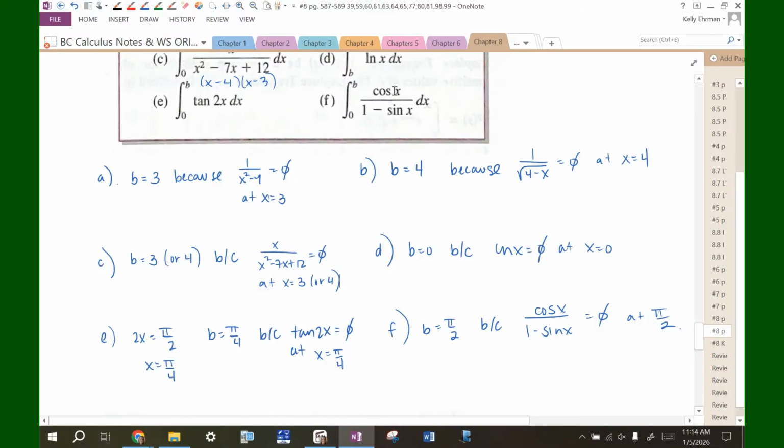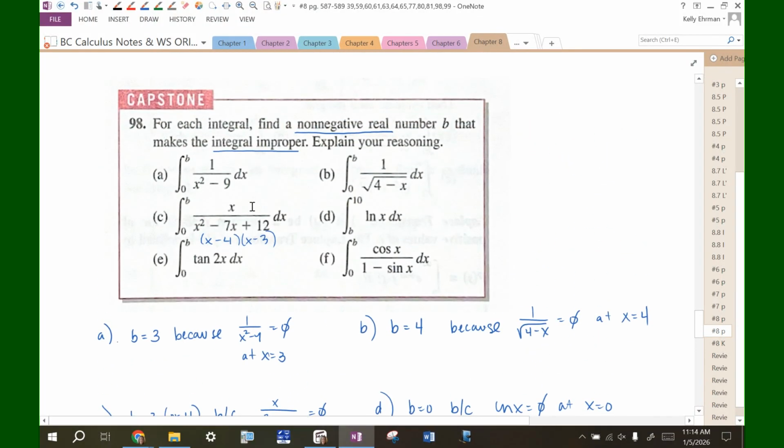And for this one, cosine x over 1 minus sine x. So I can't let sine x equal 1 because that makes the denominator 0. So if b is pi over 2, that's what makes sine equal to 1. So for all of those, I just found where there would be a division by 0, basically, or a vertical asymptote, and that's what you're looking for.